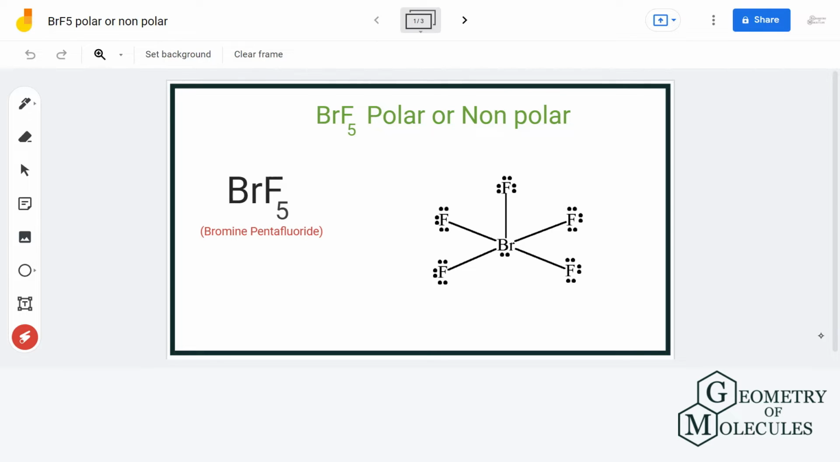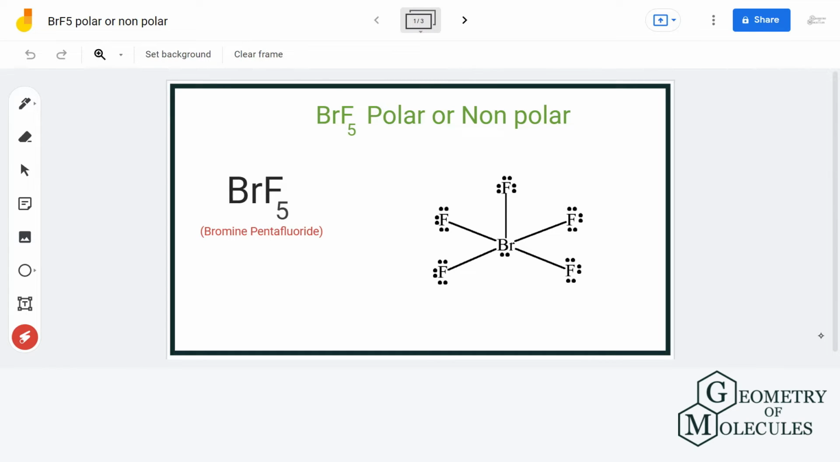In this video, we will look at the polarity of BrF5 molecule. It's the chemical formula of bromine pentafluoride. And to understand its polarity, we will first look at its Lewis structure, followed by the electronegativity values, and then we will draw the conclusion by looking at its molecular geometry.